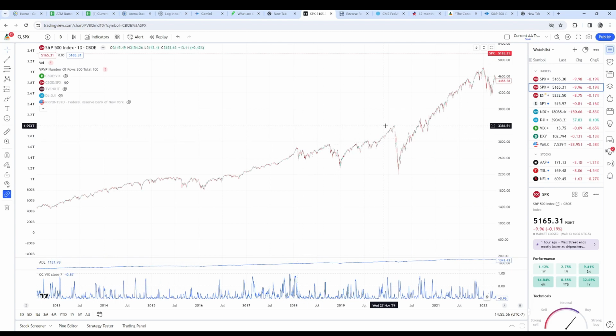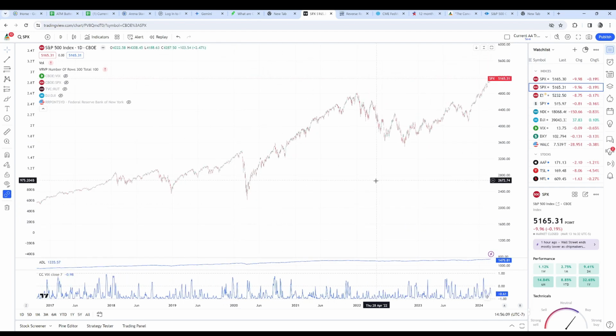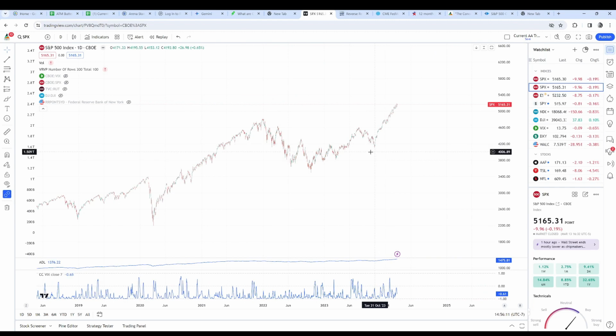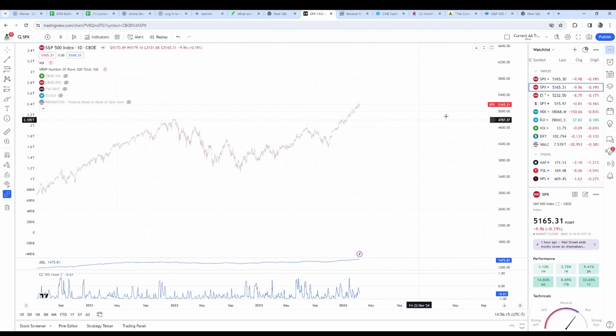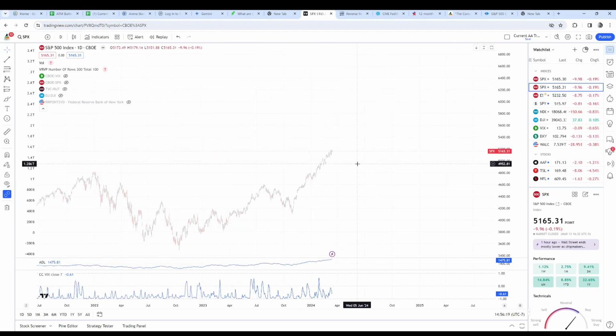Here's the not-QE starting up in September, whenever they blew up the repo market originally. So anytime the Federal Reserve is printing money, the market just goes up. Go long and strong. So keep that in mind. We're going to be watching the reverse repo market. We're going to be watching other macro indicators, things like that.